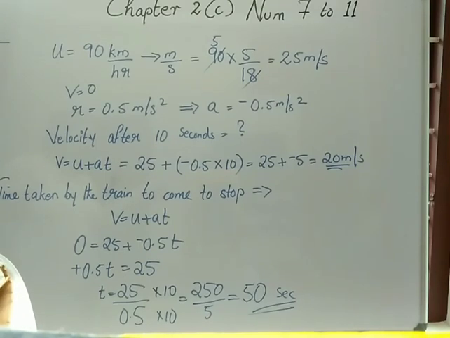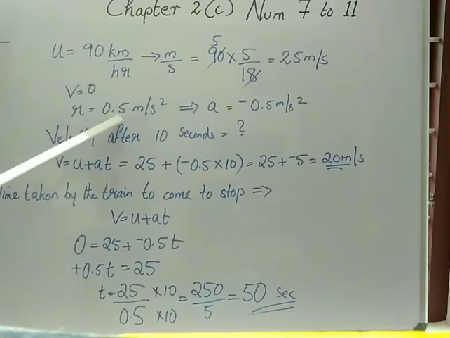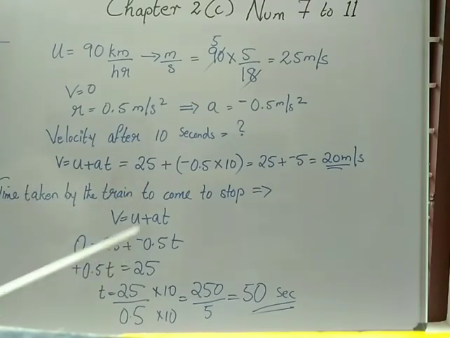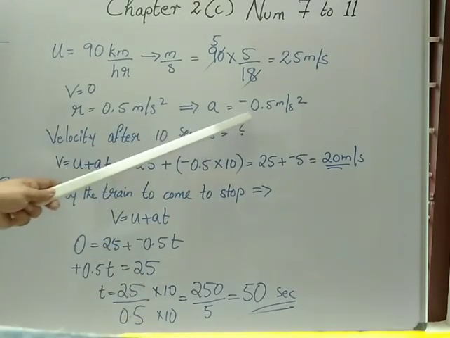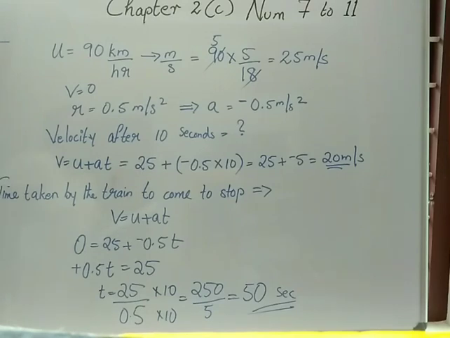It is brought to stop. Stop means final velocity v is equal to 0. By applying the brakes it produces a retardation. Retardation is given as 0.5 meter per second square. But when we apply the formula for acceleration, we have to write acceleration as negative 0.5 meter per second square.